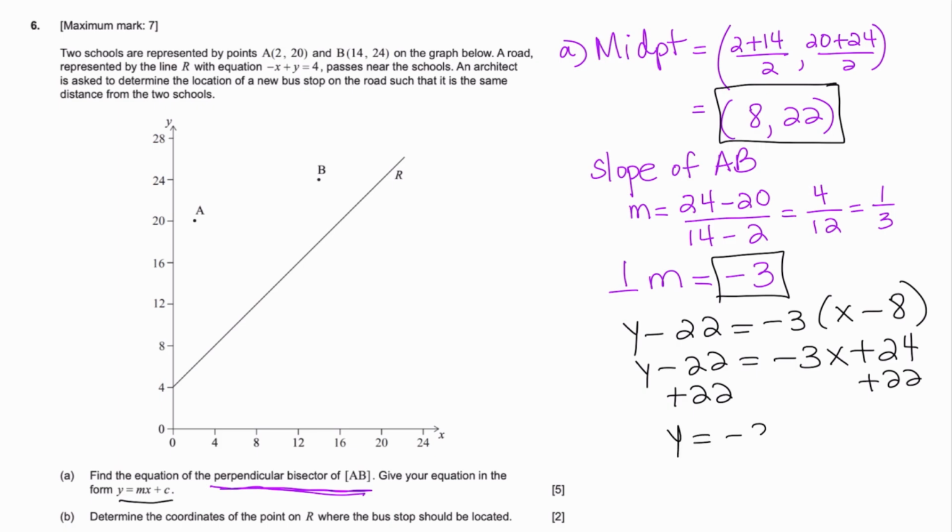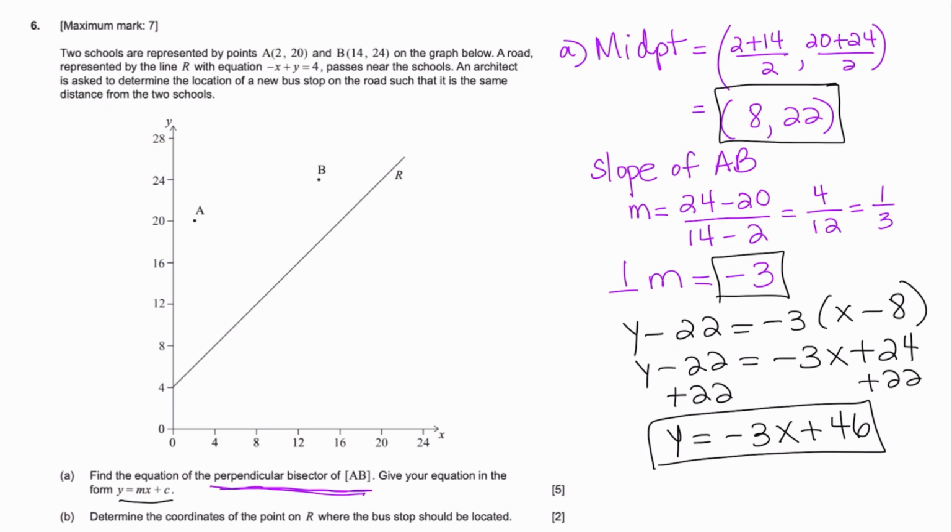Y equals -3x plus 46. And that is my final answer. So again, you get 1 point for having the midpoint, 1 point for the slope of AB, 1 point for the perpendicular slope, 1 point for attempting to write the equation of the line, and the final point for putting it in the correct format.